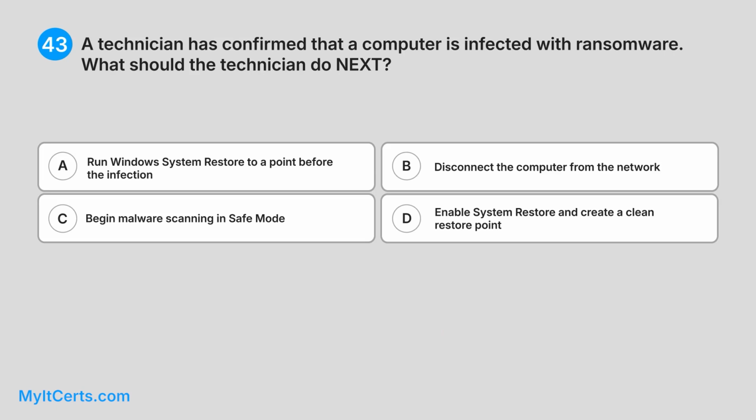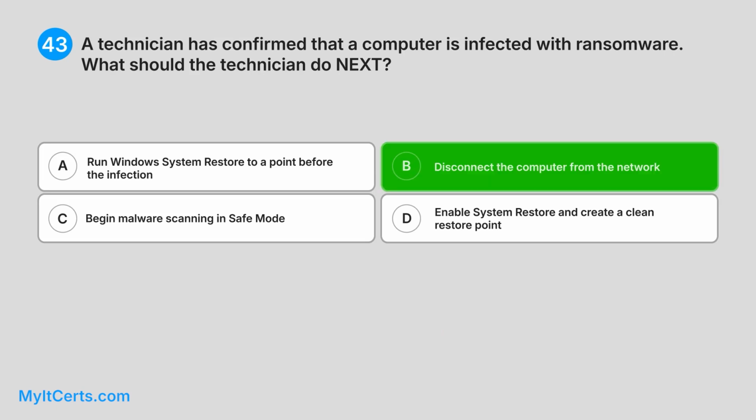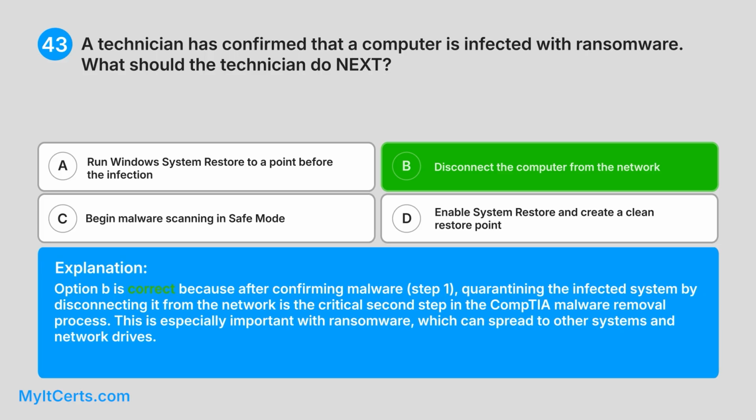Correct answer: B. Disconnect the computer from the network. Explanation: Option B is correct because after confirming malware, Step 1, quarantining the infected system by disconnecting it from the network is the critical second step in the CompTIA malware removal process. This is especially important with ransomware, which can spread to other systems and network drives.